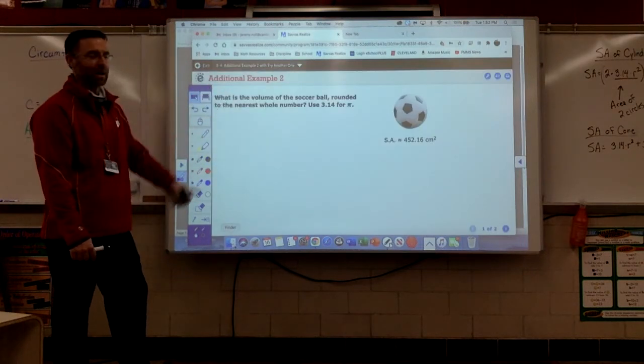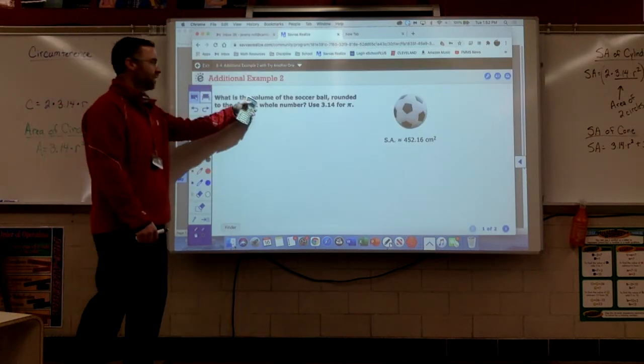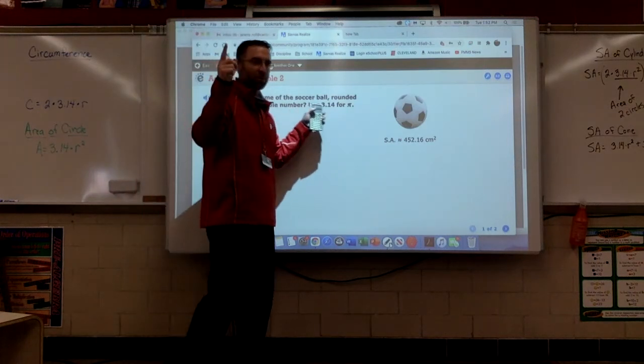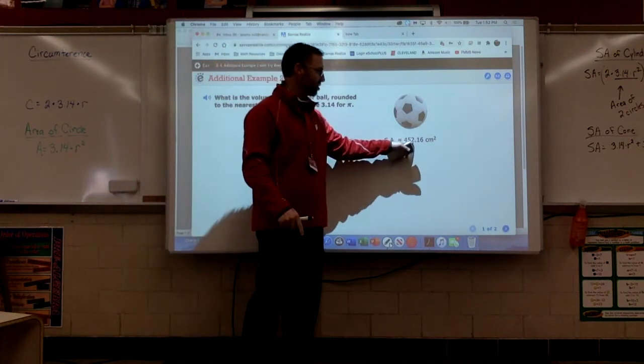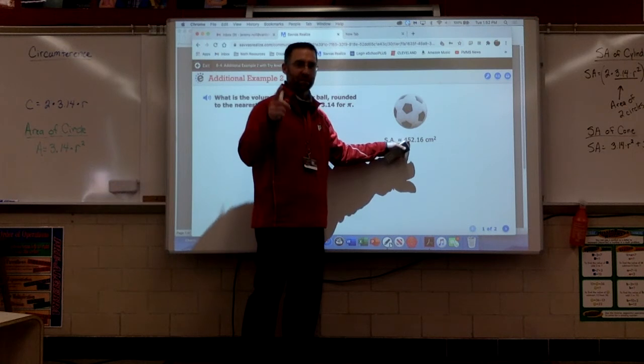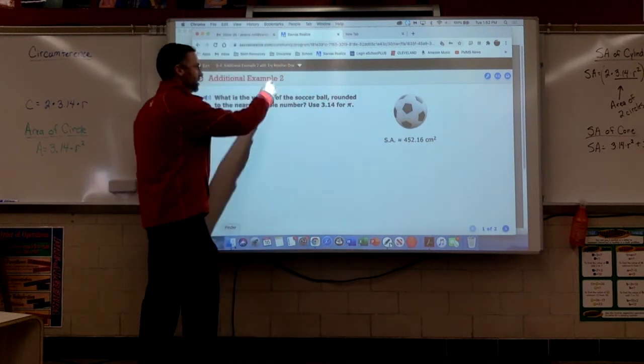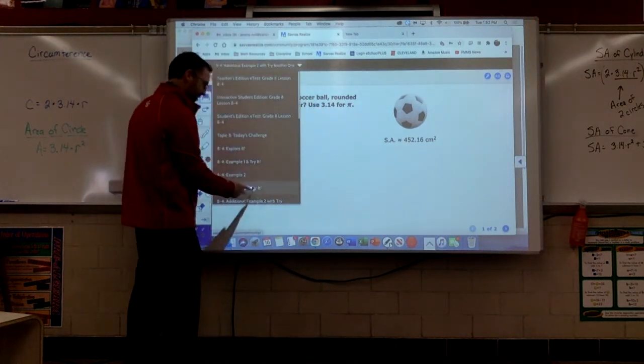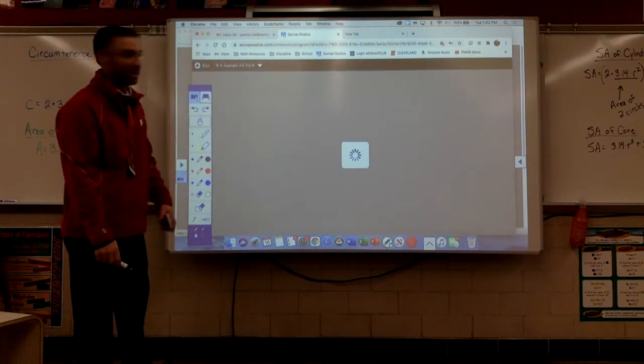Look, same type of problem. In order to find a volume, remember, we need radius. In order to find the radius, we have to use the surface area of a sphere. Ask Mr. Fricky, he'll take you through it. Okay, let's go to example number 3.